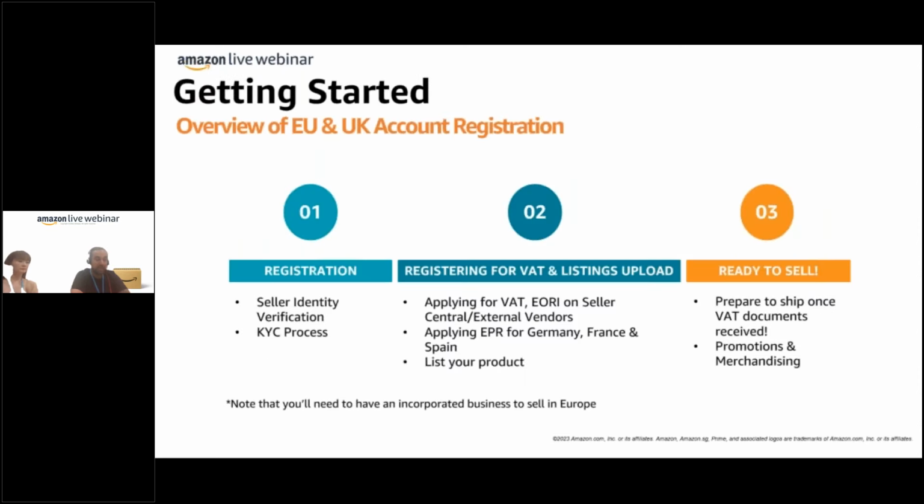So to wrap up and to get started, this is the main process to register an account on EU and UK. Firstly, via the Add Marketplace in your Sell Globally tab within your Seller Central account, you add the EU and UK account. This will then trigger the seller identity verification and KYC. This is regardless of your status on Amazon's other stores, you do need to go through this again. It's unique to EU and UK Amazon stores.